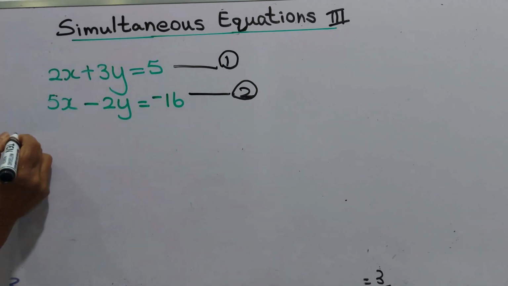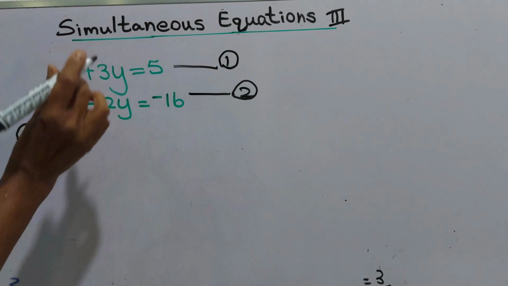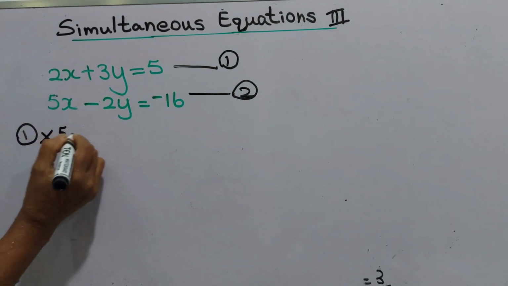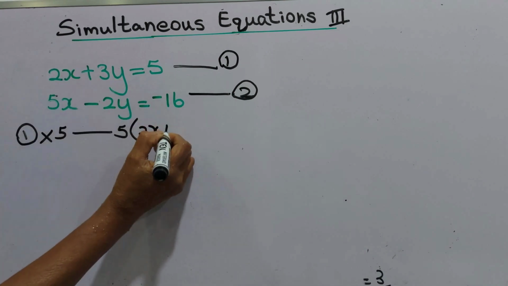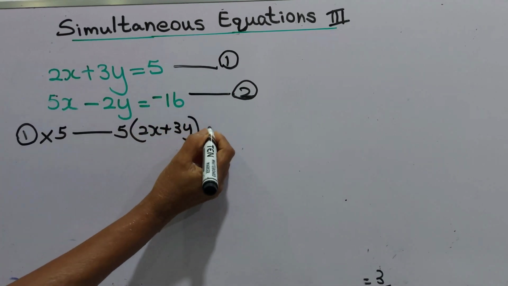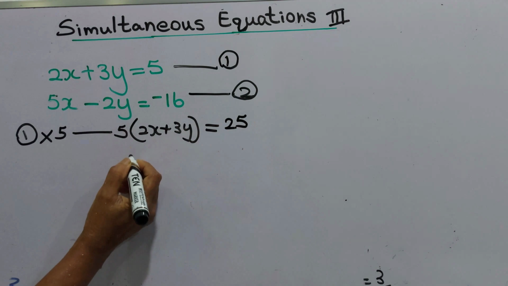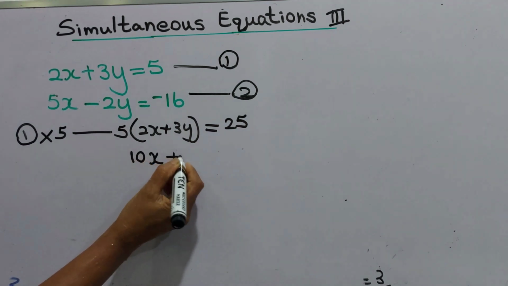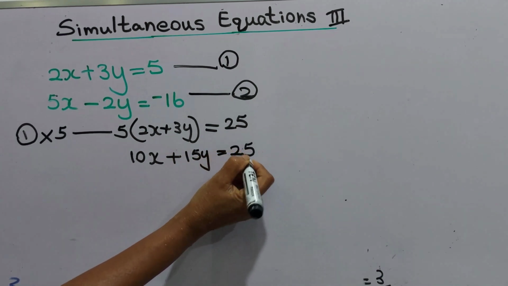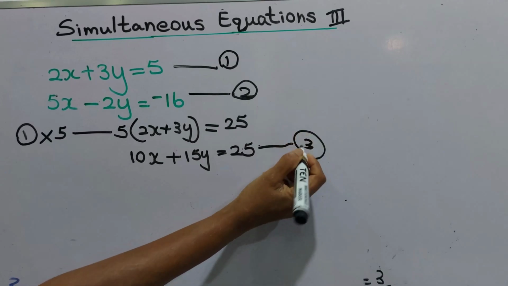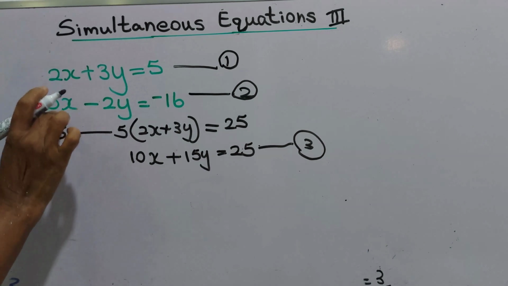As the next step we will take the first equation and multiply by 5. Then 5 times 2x plus 3y equals 5 times 5, which is 25. 5 times 2x is 10x, plus 5 times 3y is 15y, equals 25. We will label it as 3. Then 10x is there, so we can make the other equation also 10x.